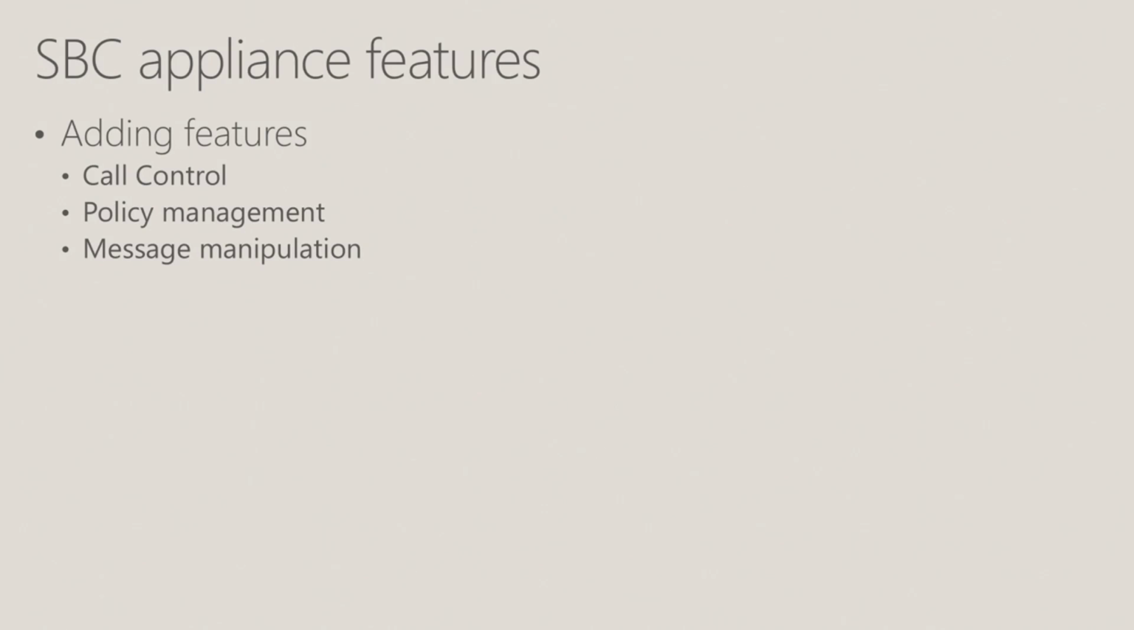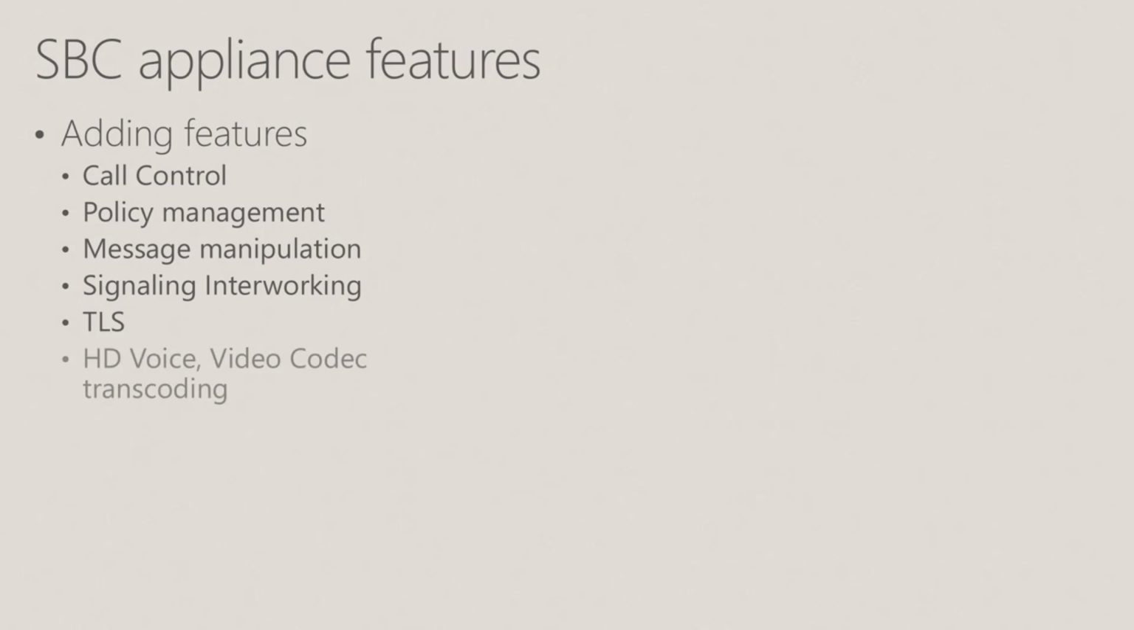Message manipulation. You might be connecting to a PBX that requires certain messages for the setup. You might have a SIP provider trunk that's not automatically certified for Skype for Business. You need tweaking. You have signaling interworking. Again, you might have a PBX that only speaks H.323. Well, no problem. We switch.